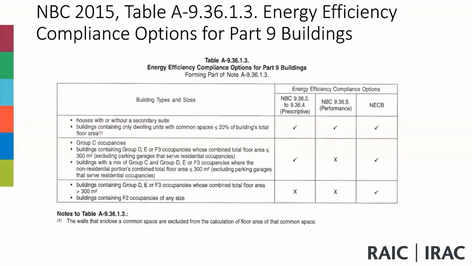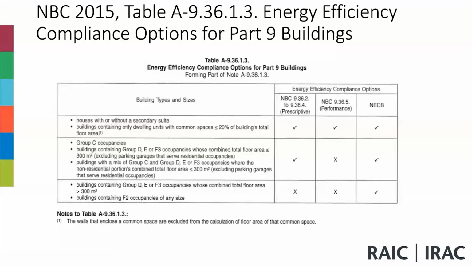For Group C occupancies, for buildings containing Group D, E, F3 occupancies less than 300 square meters combined total floor area, and buildings with a mix of Group C, D, E, or F3 occupancies where the non-residential portions' combined total floor area is less than or equal to 300 square meters, in this case we use the provisions of 9.36.2 to 9.36.4 or the National Energy Conservation Code.